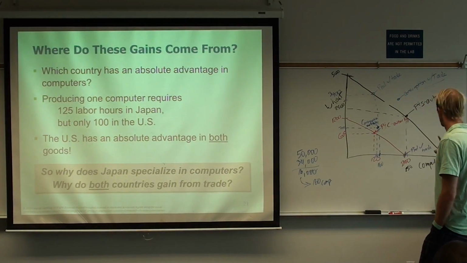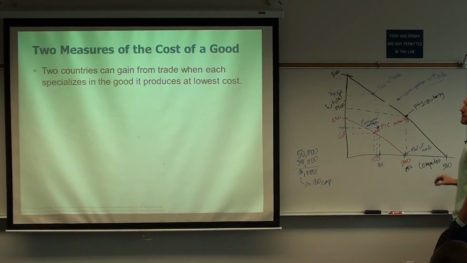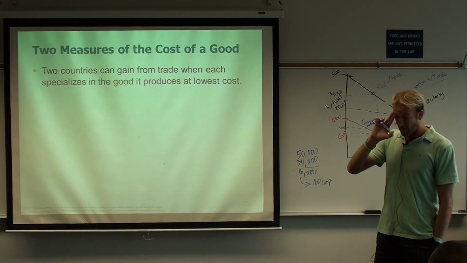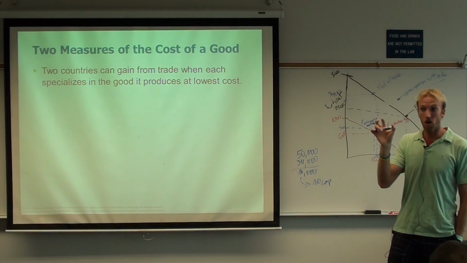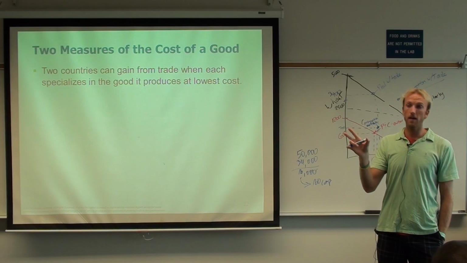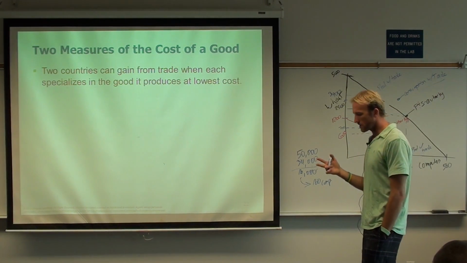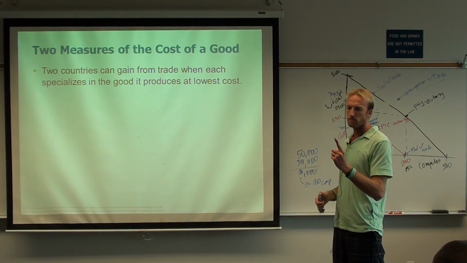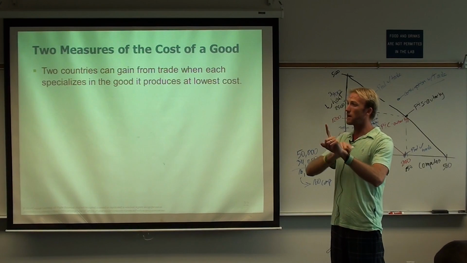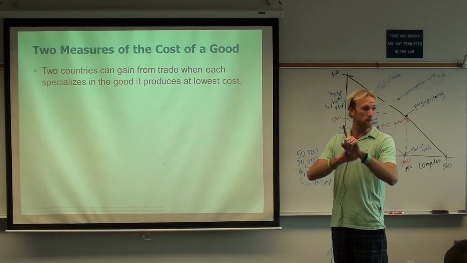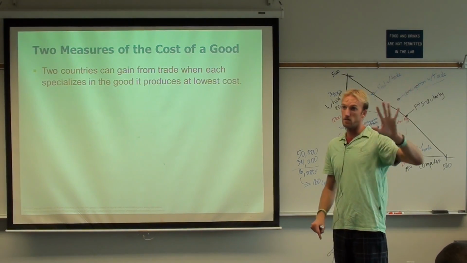So there's another way to think about the costs. And the key is when two countries specialize in the thing that they have the cheapest cost for, then that's when the countries are better off. And the two ways to think about costs are, one, this computer costs 100 labor hours, right? It took me 100 hours of labor to build this computer. That's one way to think of cost. That's the absolute advantage idea of cost.